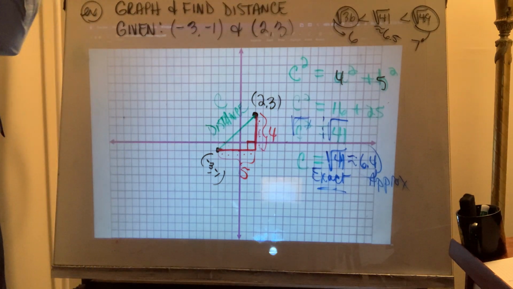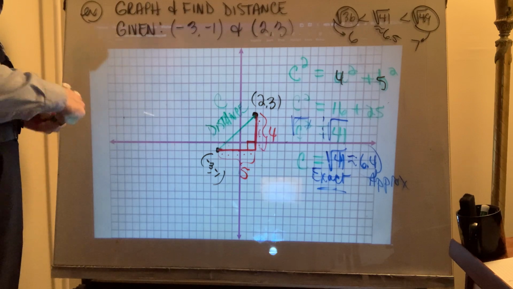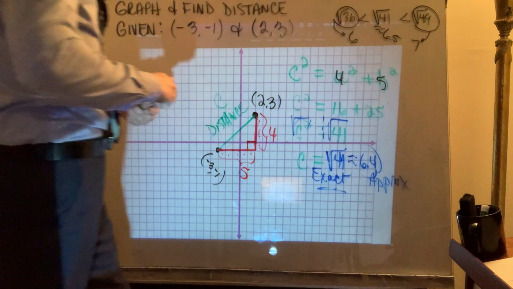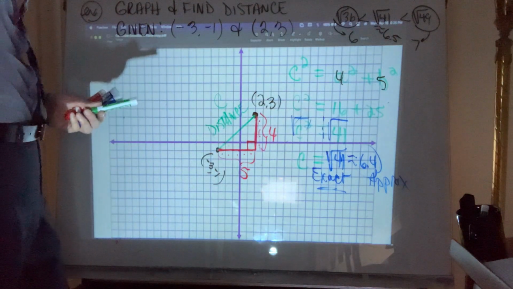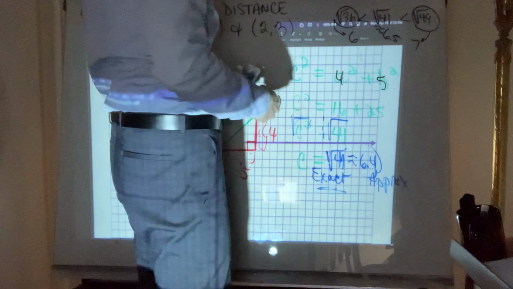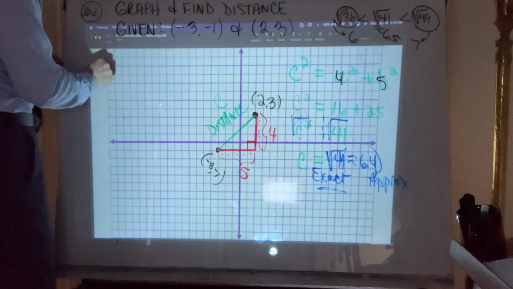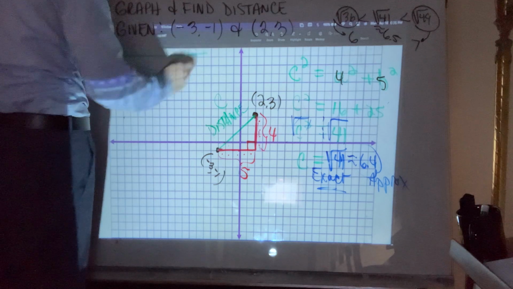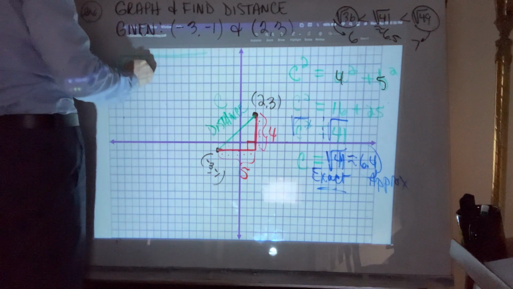If you use the formula, and hopefully this is visible. Turn that off for a moment, see if this works. It's kind of faint, the green. The distance formula using ordered pairs would be the derived version of the Pythagorean theorem that allows you to opt for coordinates.